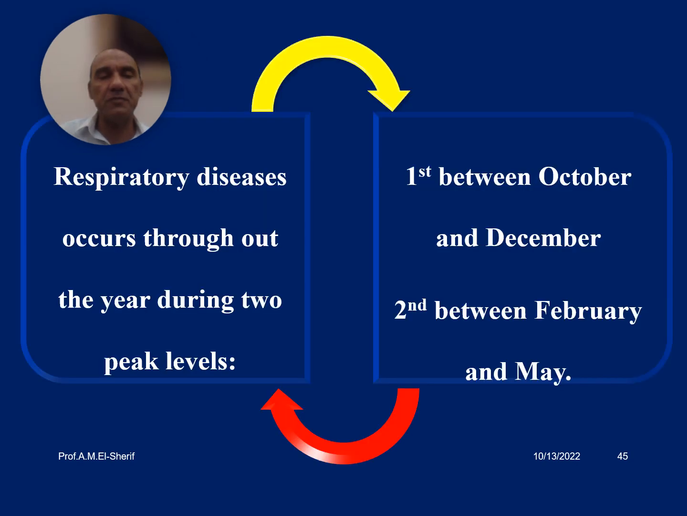in calves. Respiratory diseases occur throughout the year with two peak levels. The first one between October and December, the second one between February and May, and these peaks are reported during the calfhood gathering time all over the year.